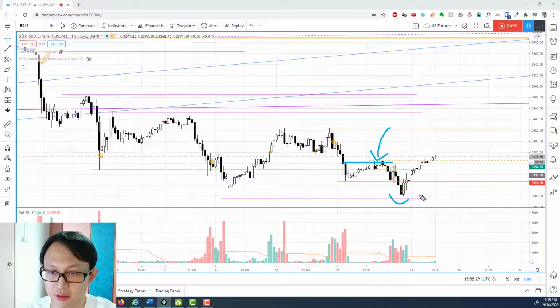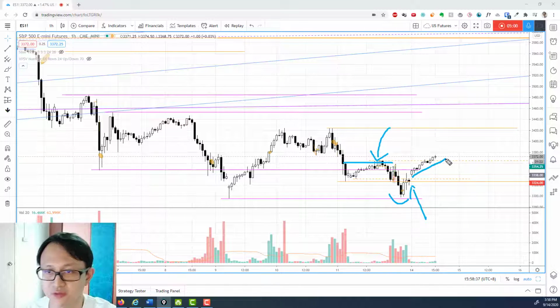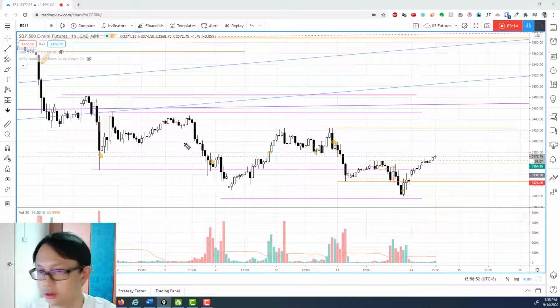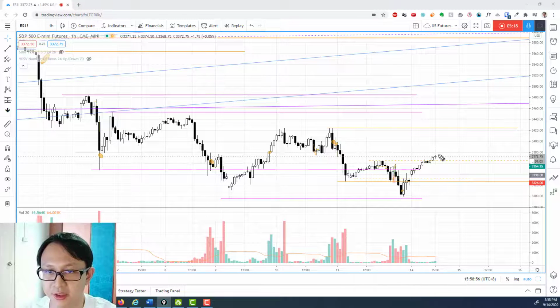So we have a higher low, and this morning during the Asian session we saw a gap up followed by a relatively good rally. In fact, we penetrated and committed above the previous swing high here, which is also the previous resistance at around 3360. I will talk more about the current market condition in the later part of the video.